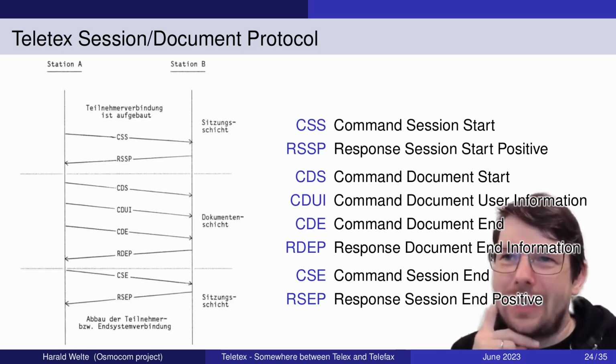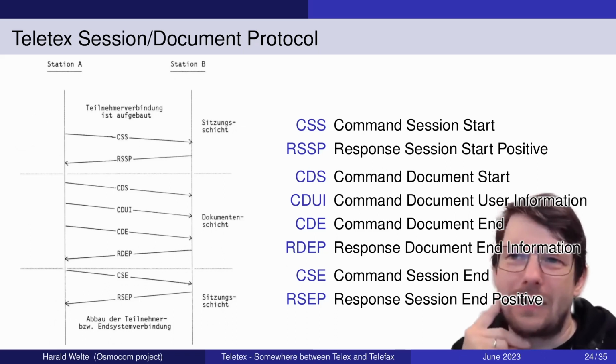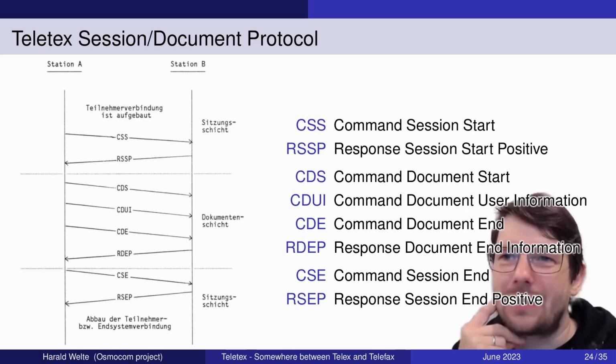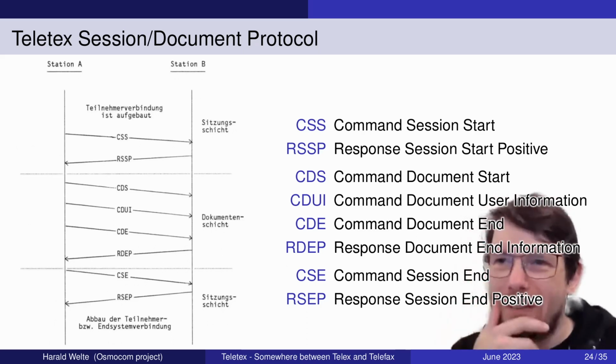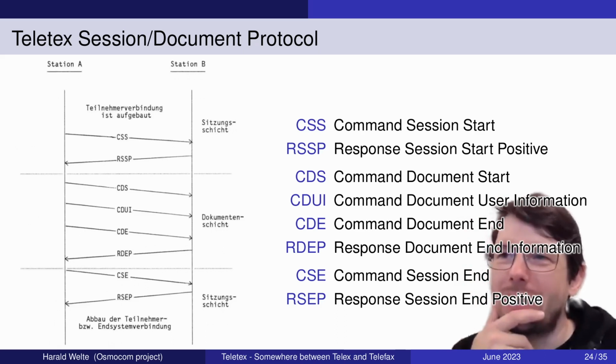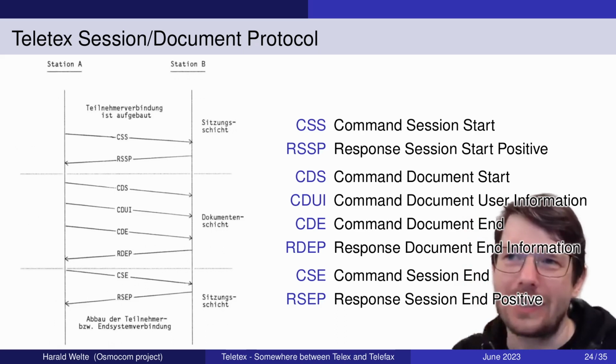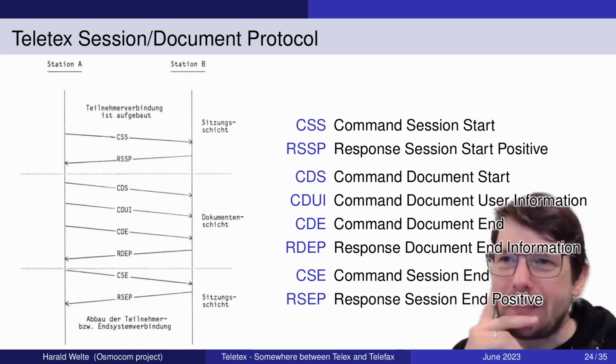And then after the session layer is established, we can transmit documents. I think you can transmit even multiple documents, and each document then has a couple of messages. Of course, the CDUI, the command document user information, that's actually the content of your text document, can happen multiple times to transmit all the data. This is the only successful case. There can of course be errors and retransmissions and things like that.